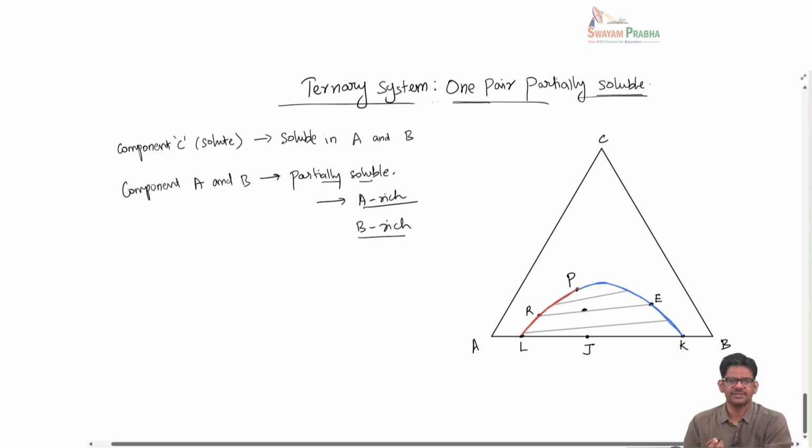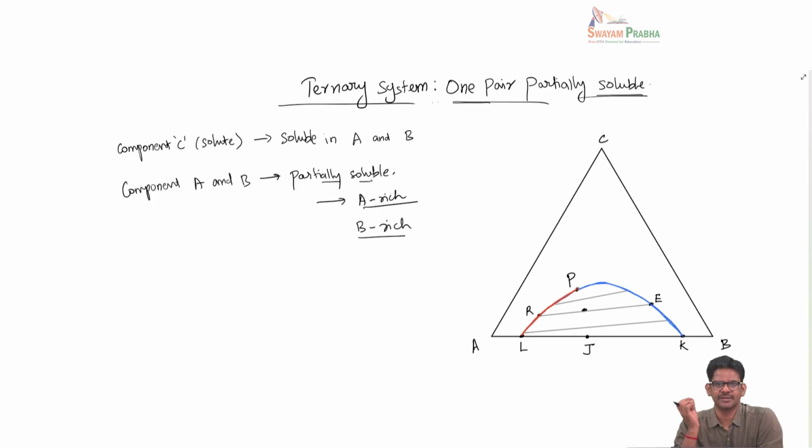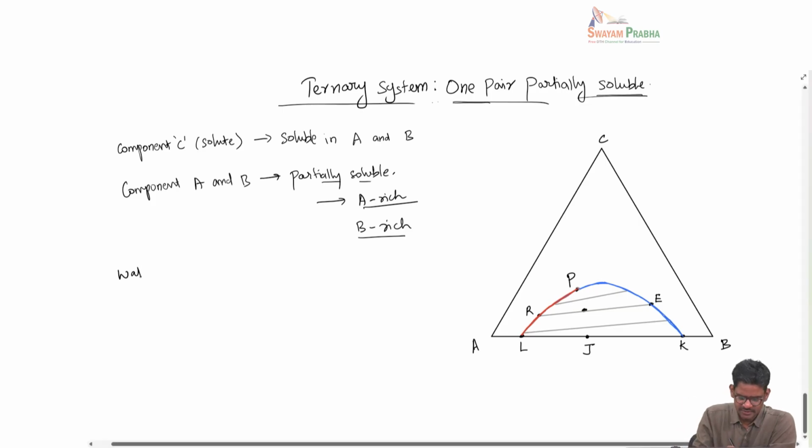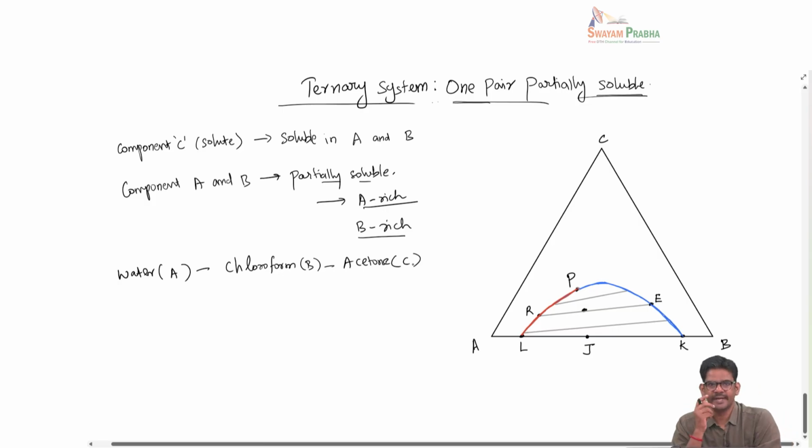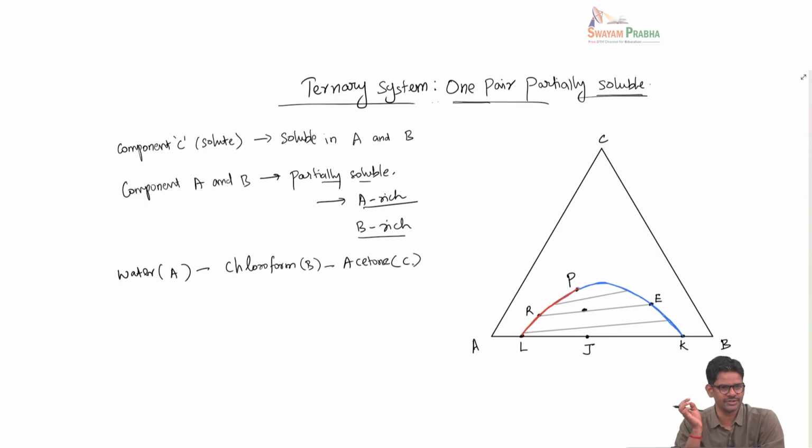Now we could ask, are there some experimental systems that show this kind of behavior? I can give a few examples. If you consider water, chloroform, and acetone, this is one example where acetone is soluble in water and chloroform separately at all proportions. However, water and chloroform are partially miscible with each other.